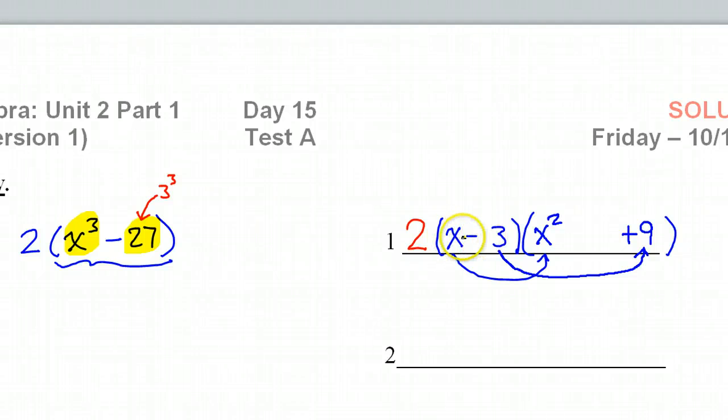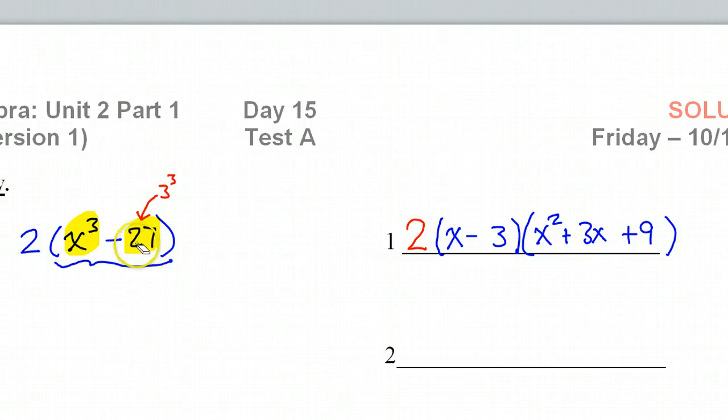It's always going to be the opposite sign. So this is negative, so I know it's going to be positive. And then 3 times x is 3x. So that's it. That should be your answer to number 1. Let me clean this up a little bit.